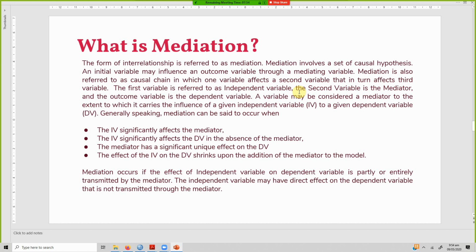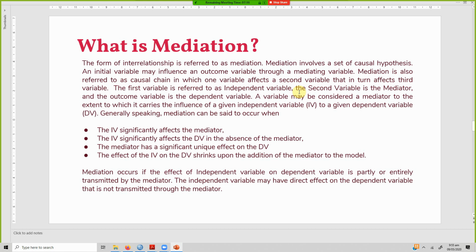Generally speaking, when does mediation occur? When can we say that IV is affecting MV and then MV is affecting DV? There are a few conditions that must be noted. First, the independent variable significantly affects the mediator, so it can carry the impact. Second, the independent variable affects the dependent variable in the absence of the mediator. When there is no mediator involved, there is a total effect, a significant total effect of the independent variable on the dependent variable.